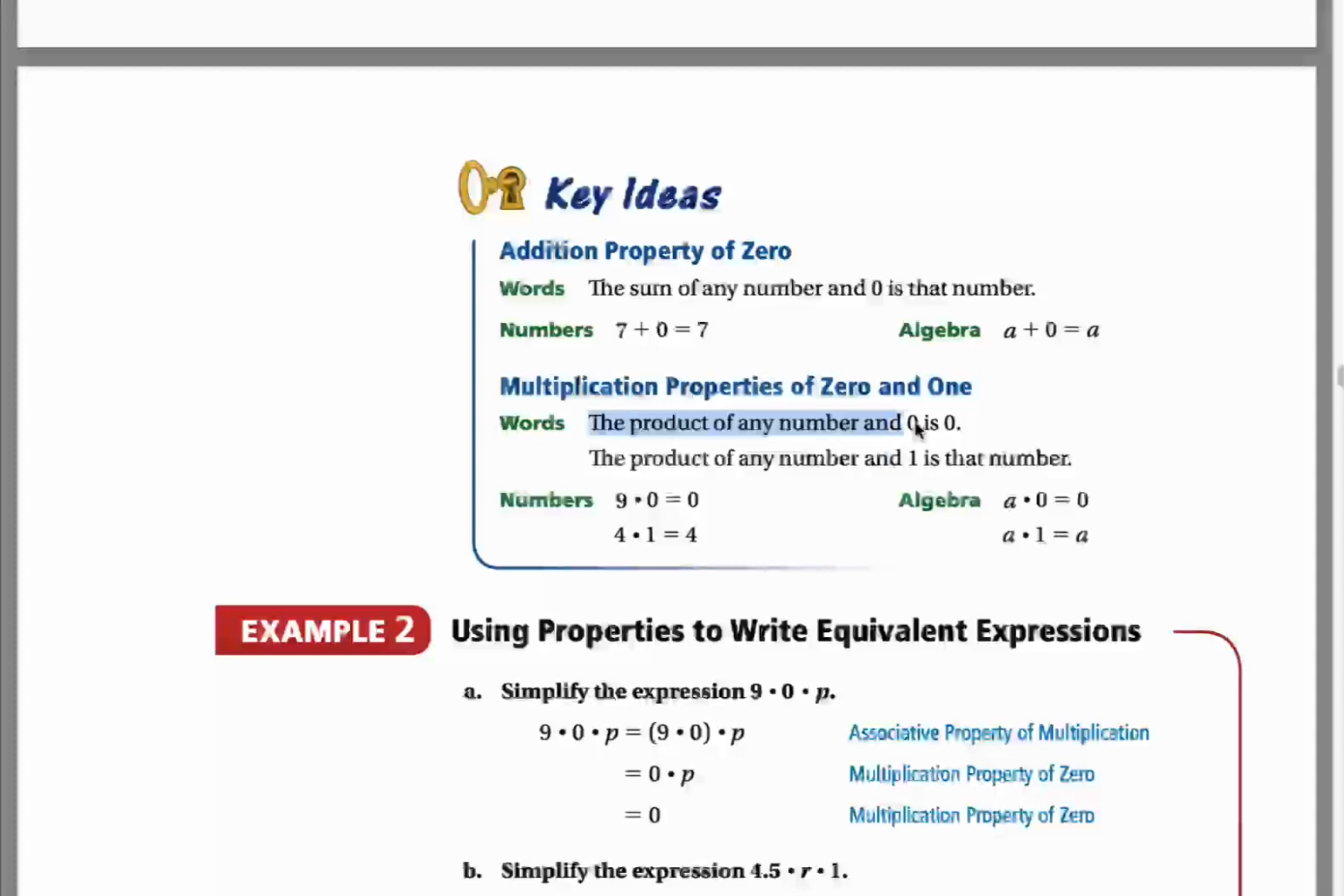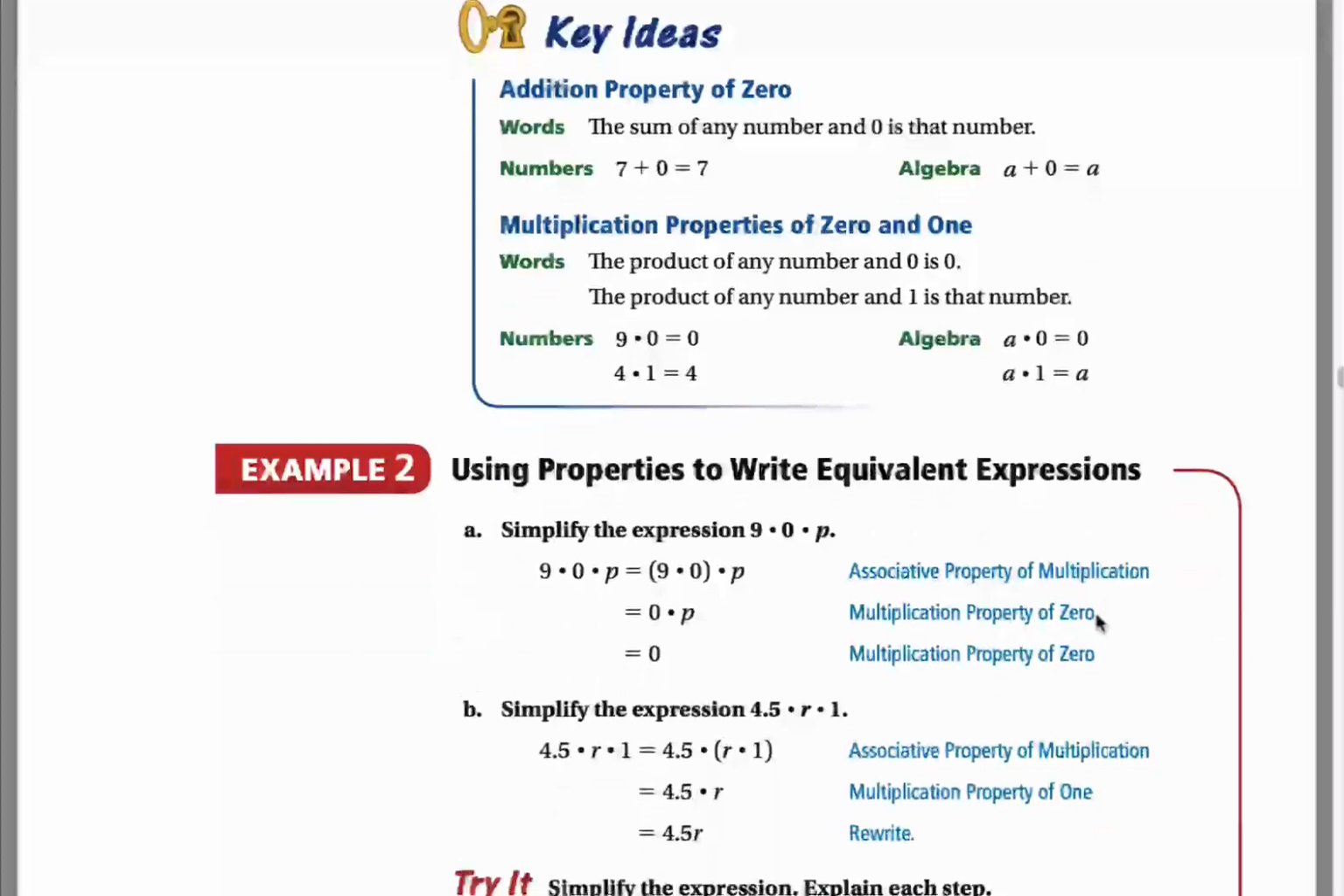And in multiplication, we have multiplication by 0 and multiplication by 1. The product of any number and 0 is 0, like 9 times 0 equals 0. So a times 0, anything times 0 equals 0. The product of any number and 1 is that number, like 4 times 1 equals 4. So any number a times 1 equals the same number a. Let's see examples for this.